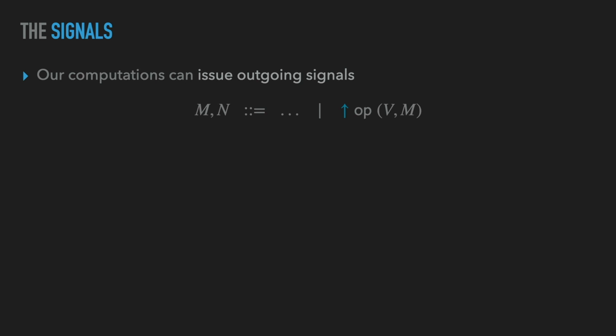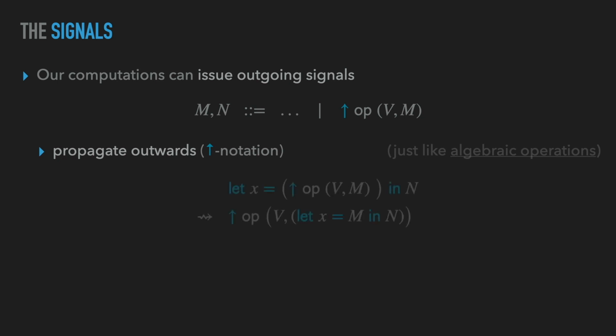The first of our extensions to general effectful lambda calculi involves computations being able to issue outgoing signals. Here, op is the name of the signal, v is a data payload, such as a message we want to send to some server, and m is the continuation of the signal. Now, computationally, these signals behave a bit like algebraic operations in the sense that they propagate outwards in a computation, and the idea is that these signals want to reach the outer boundary of the computation so that they could be propagated further to other parallel processes.